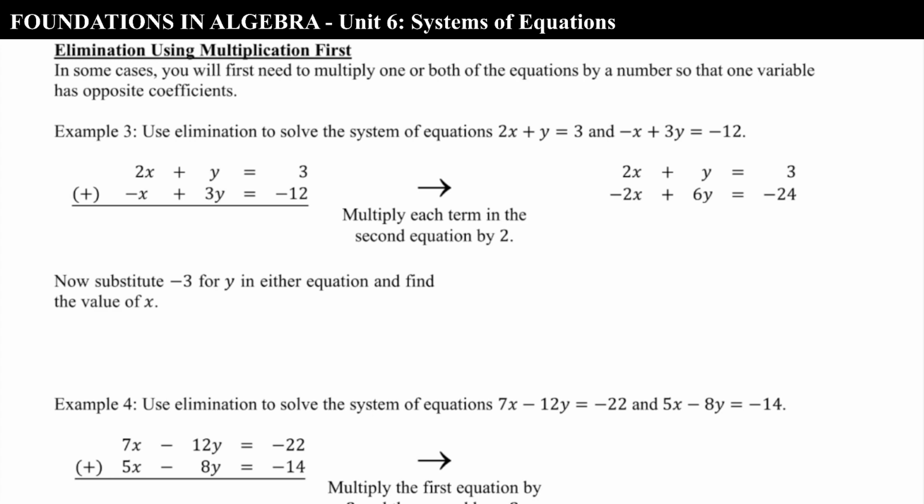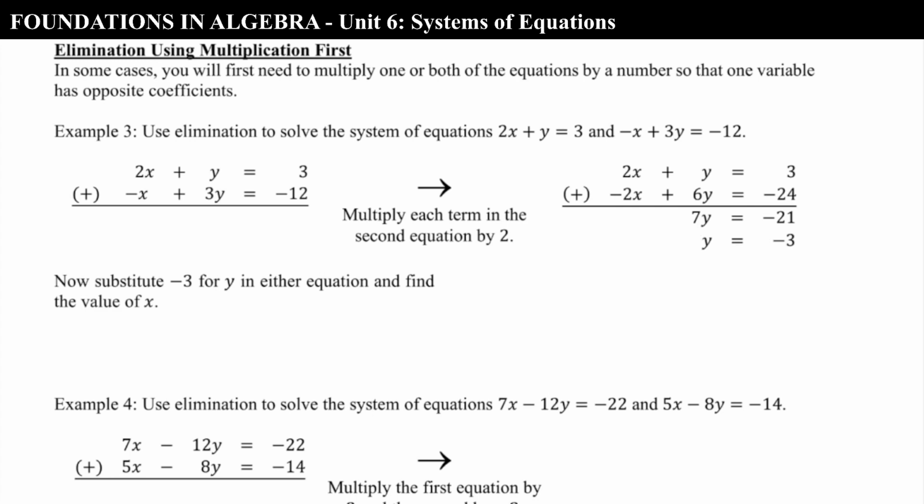Notice now we have the same coefficient for x. We have positive 2 and negative 2, which when added together is going to give us 0. So the x term will eliminate. y plus 6y gives us 7y, and 3 plus negative 24 gives us negative 21. Divide each side by 7, and you get y equals negative 3.